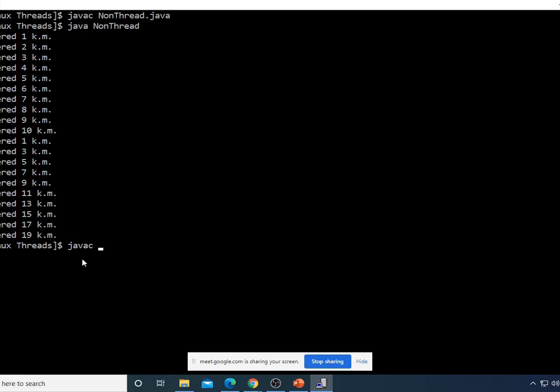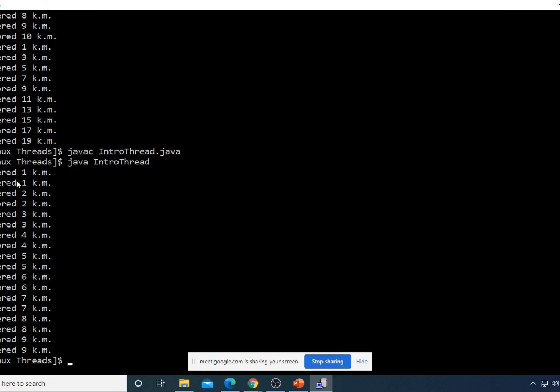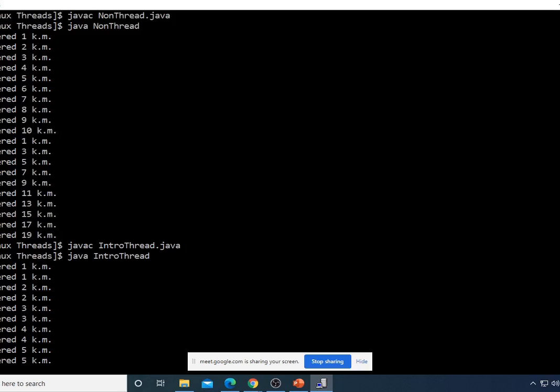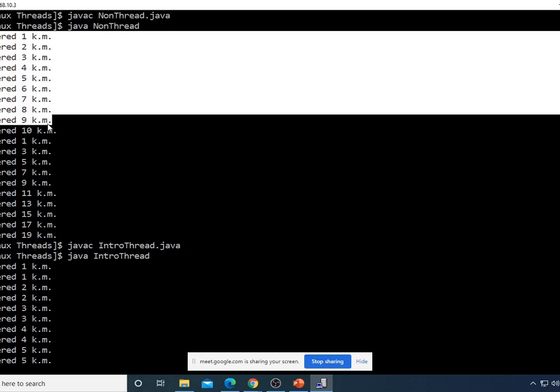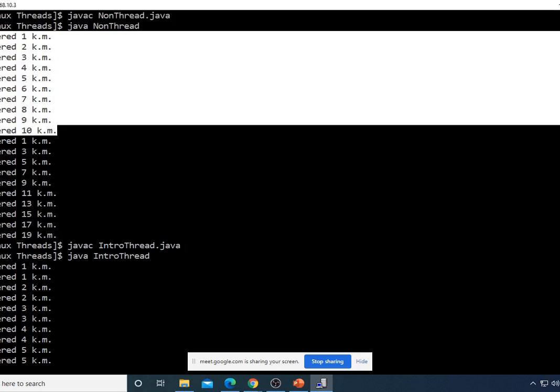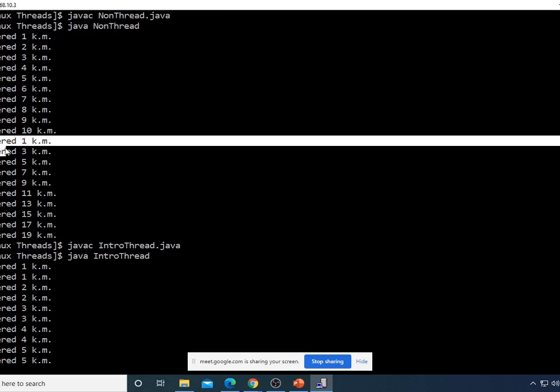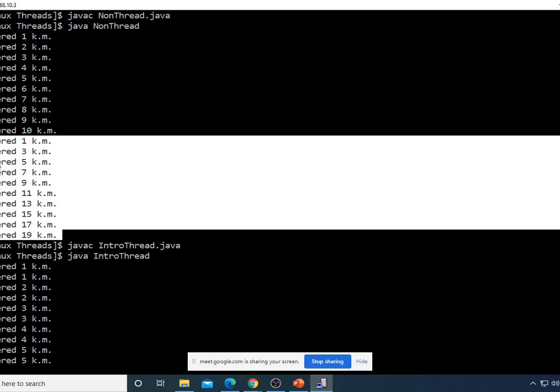I have written one more program which makes use of the thread concept, which is very similar to the non-thread program. There also I have two classes, train1 and train2, with a similar method. Observe the difference in the output. In the first case, until and unless the method defined in the train1 class was completed, we could never see train2 messages.